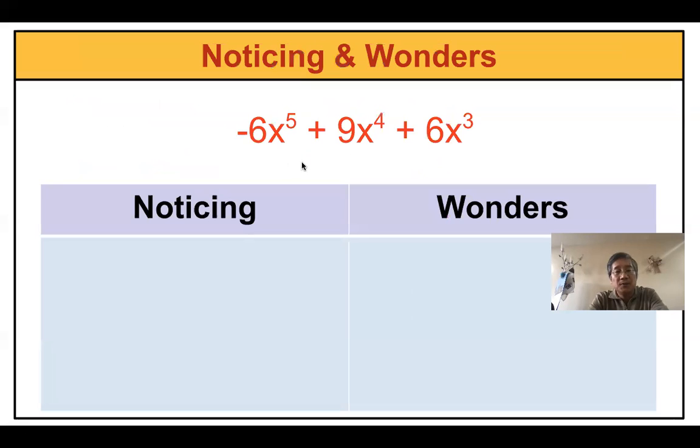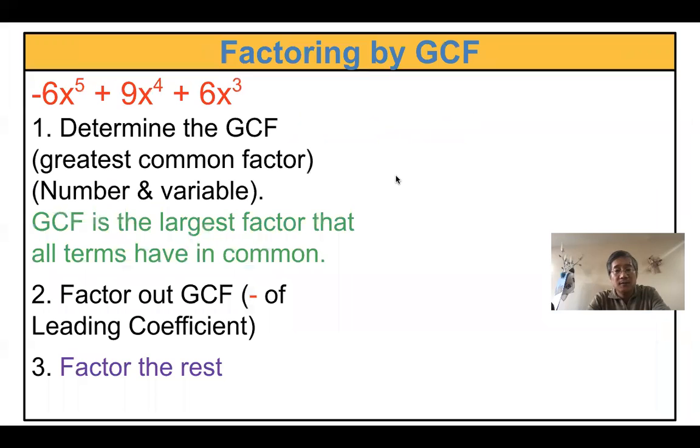So if you look at this expression, what do you notice? Do you notice that all the variables have x? And then the numbers also have a common factor. Every number has a 3 as a common factor, right? Good. So we are going to factor this, okay? So let's do it together, step by step. When both the numbers and the variable have commons, we should take that out as a factor. We call it the greatest common factor.